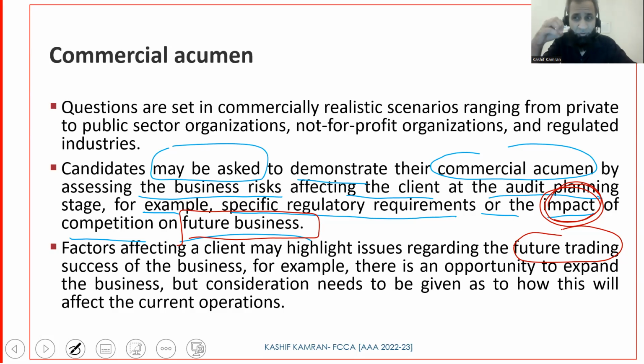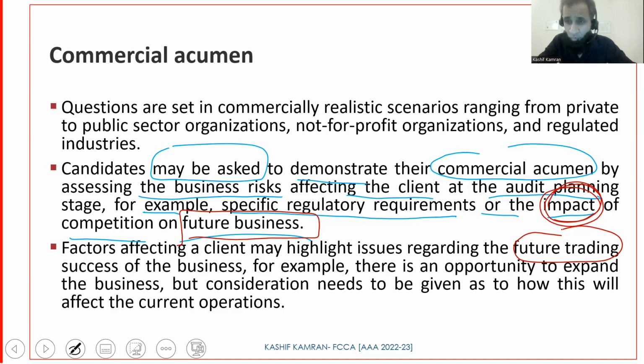You need to pick up the threats realistically and tell how this will impact the foreseeable future of my business, of which I am the auditor. How will this affect the trading success of my business? How can this affect the trading of my business in the next 12 months? So you need to be realistic. You need to understand the situation given in the exam paper and its effect on the foreseeable future success of your client.